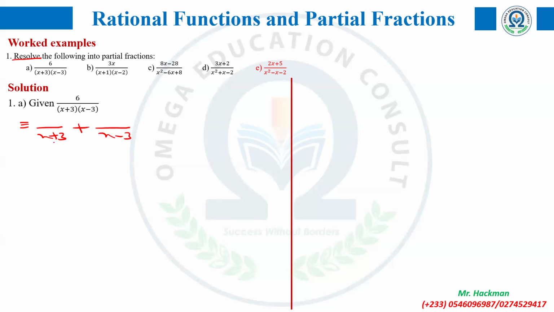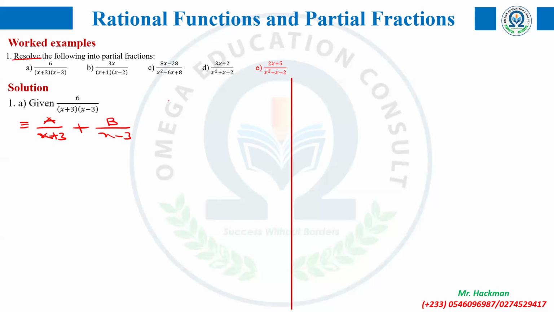Yes. First fraction, the denominator is linear, so the numerator will be what? A constant, so A. The second is linear too, so again a constant, but we can't use A, we use B. So that was the first step.